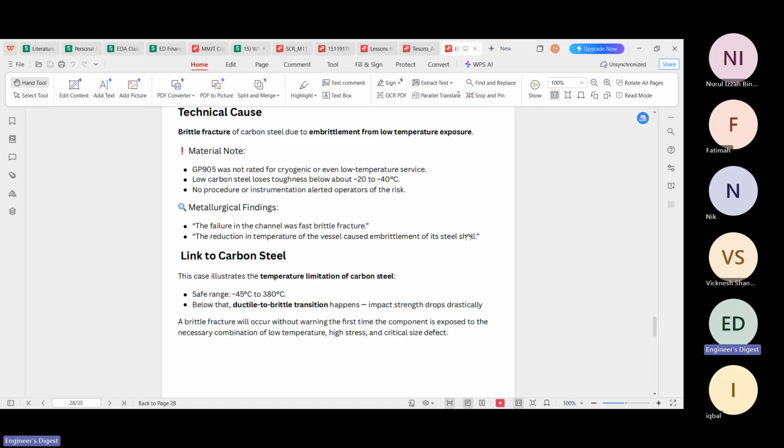So from the case study, what have you understood so far? This is a very important point. Fatima, any comment?